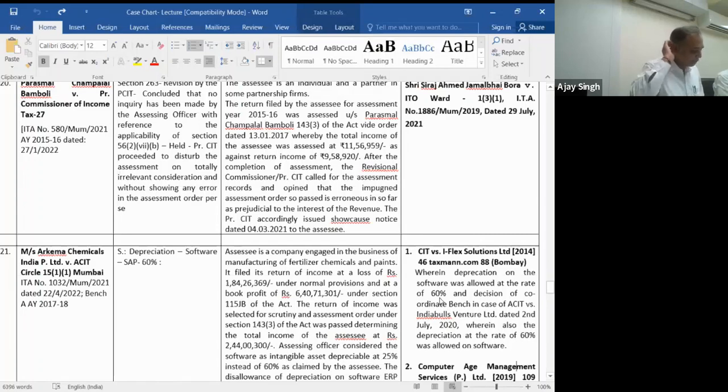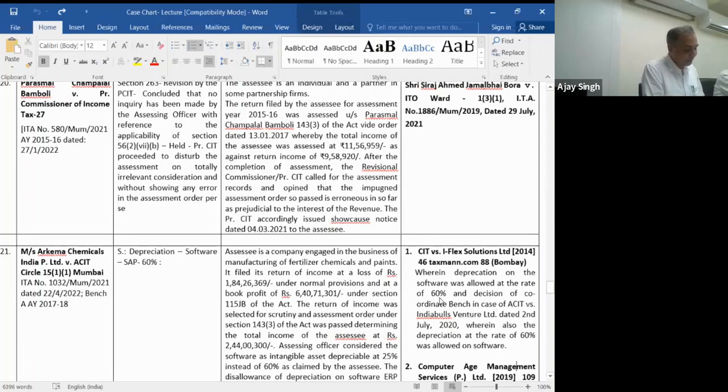Parasmal Champalal Bomboli is a decision of Mumbai Tribunal in the context of 263. Basically, the assessing officer had said that there is a sale which has taken place, and therefore 56(2)(vii)(b) should have been applied. In the original assessment, the assessing officer had applied all these things. When originally the land was sold, at that time there was a capital gain, and that capital gain was invested. And during that time, this particular issue about the 54 was taken up in that particular year.